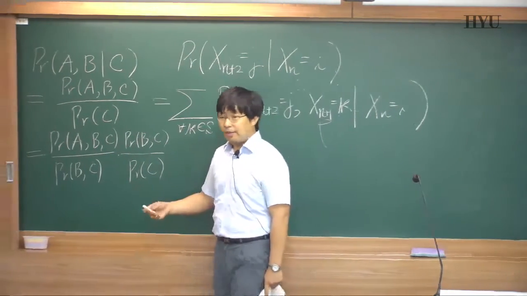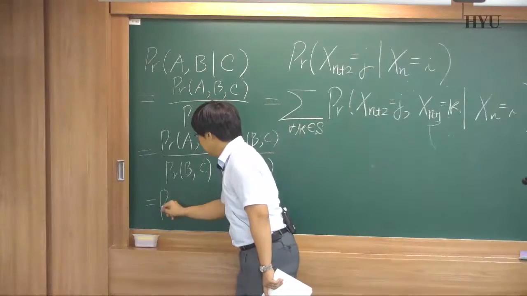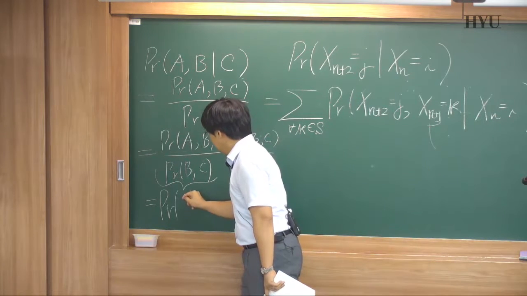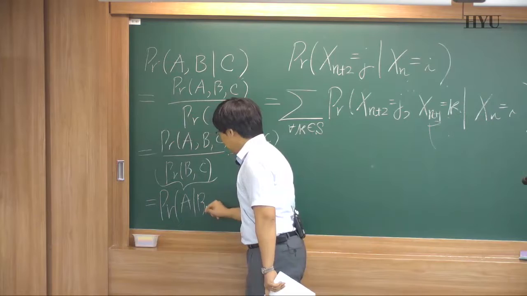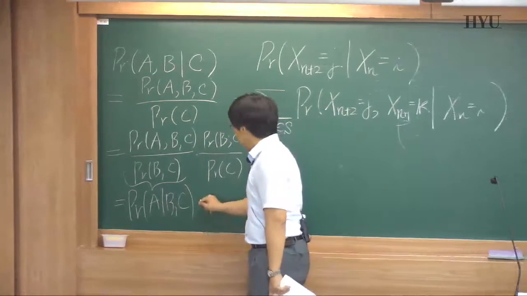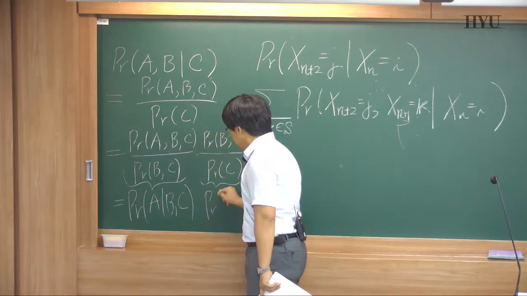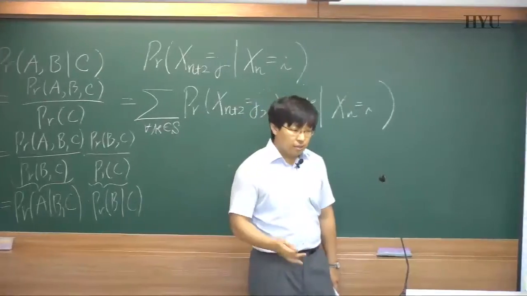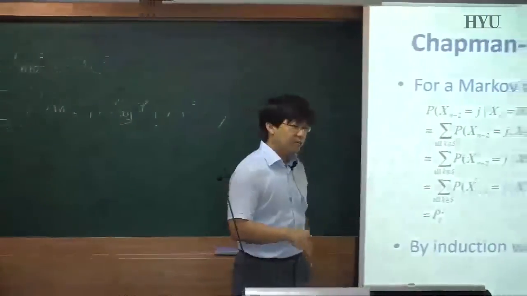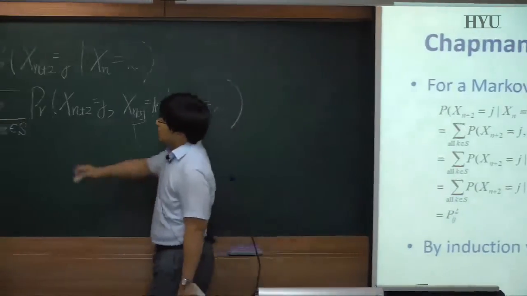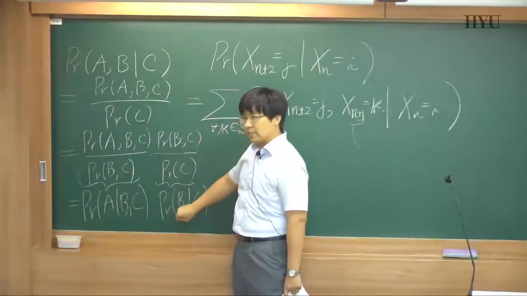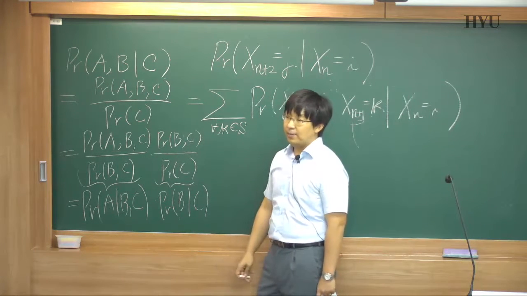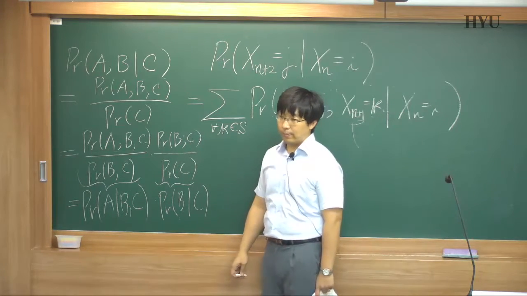Okay, and then we can rewrite this. This part is the same as probability of A given that B and C, right? Times this one, probability of B given C. Okay? So when we consider the definition of conditional probability, this one is the same as this, for any events A, B, and C. Okay, this is true.